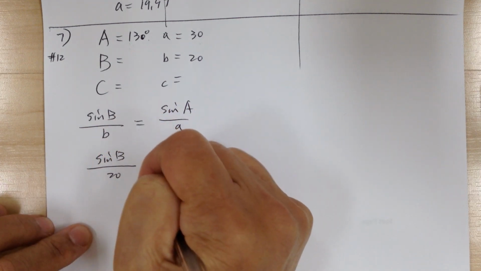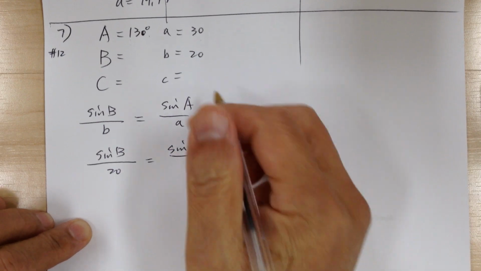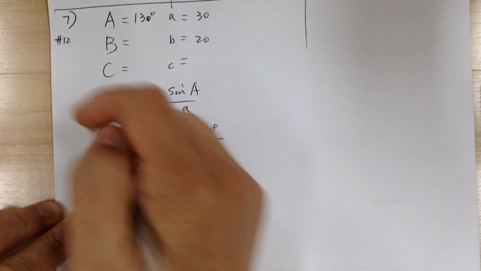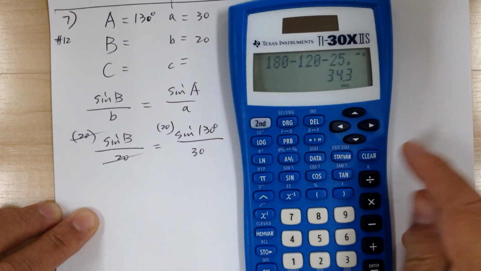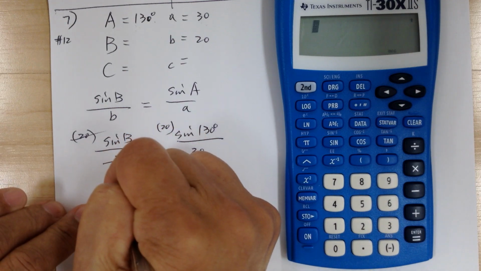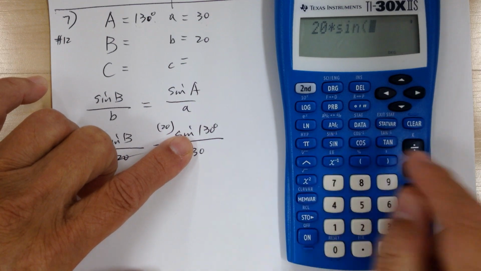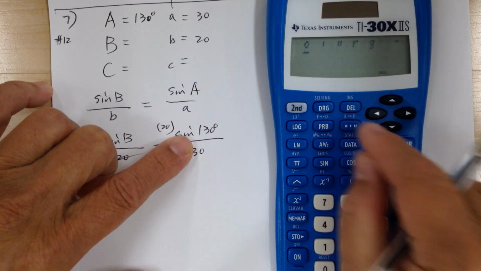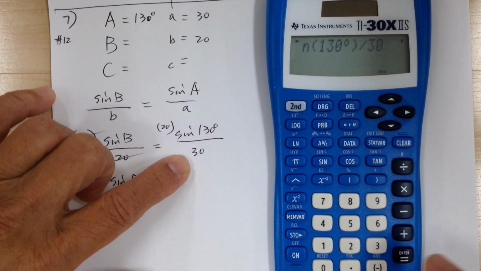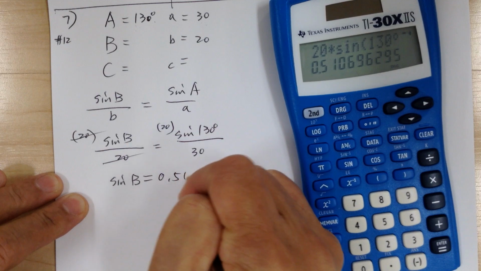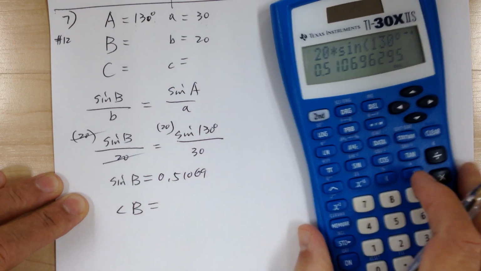So sine B over B is 20 over sine of 130 degrees over small a is 30. Multiply by 20 on each side, so this will cancel out. So let's get the calculator and work it out. You get sine B equal to 20 times sine of 130 degrees divided by 30 equal 0.51069. So to find the angle, you have to use second function of that.